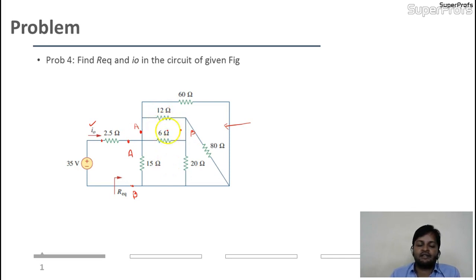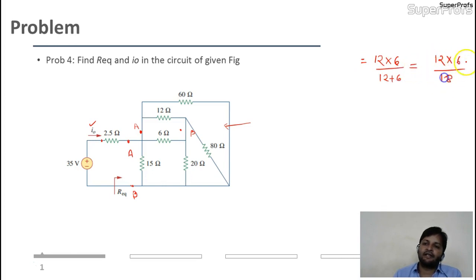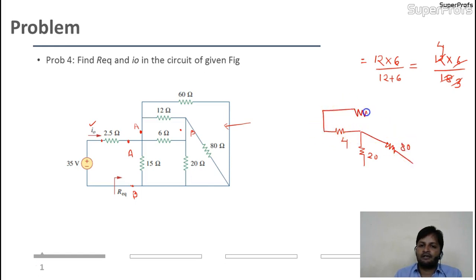So this 12 and 6 are connected in parallel, so the resultant for this is nothing but 12 into 6 divided by 12 plus 6. 12 into 6 divided by 18. 6 3s are 18, 3 4s are 12. So the resultant of these 2 is 4. So your circuit will become like 4 connected with 20. This is your 80, and here you are having 60.